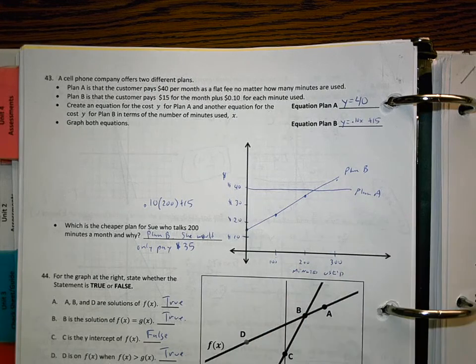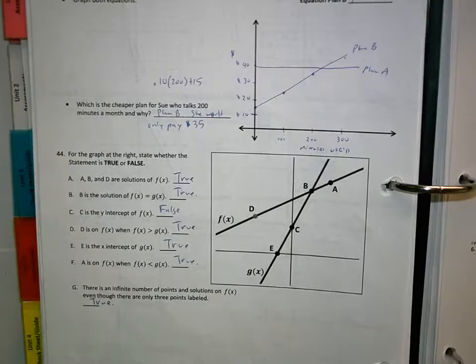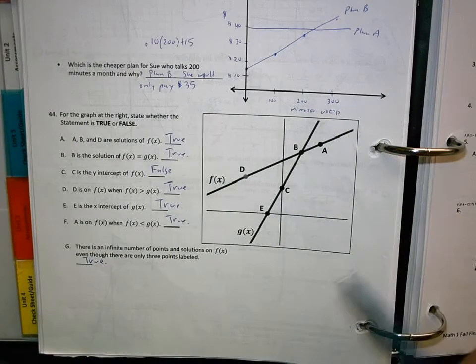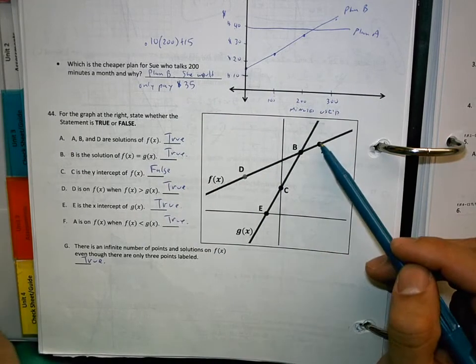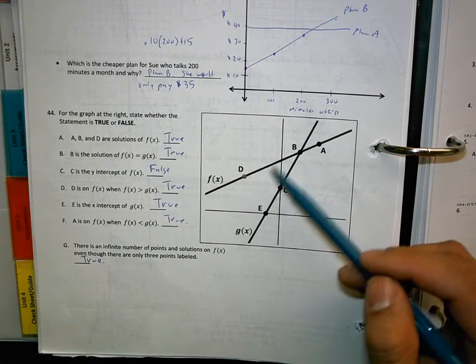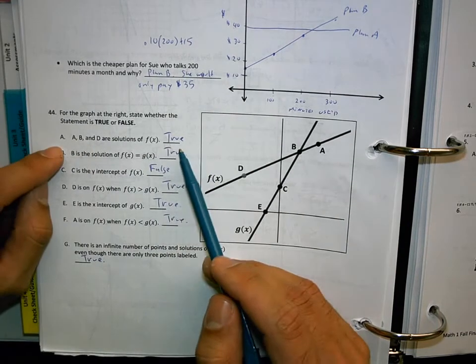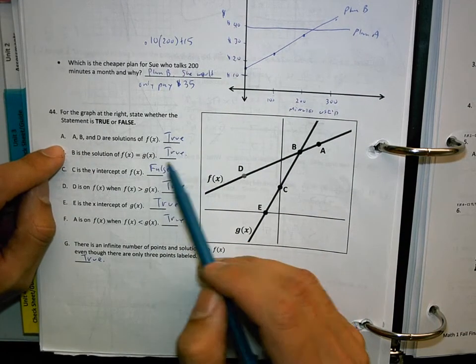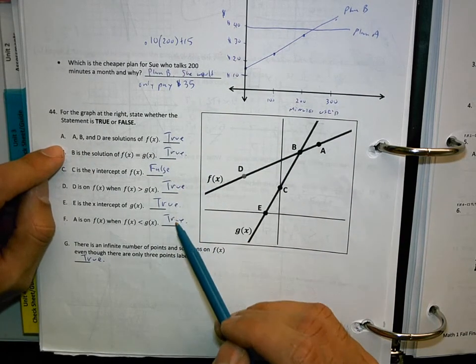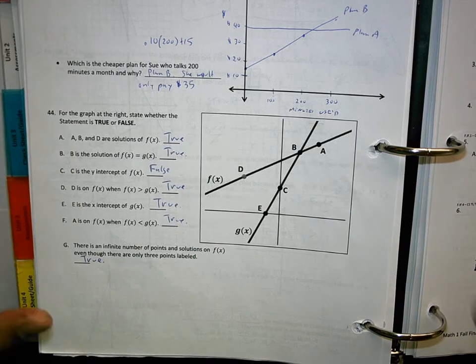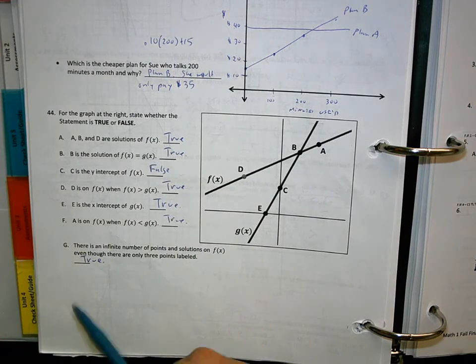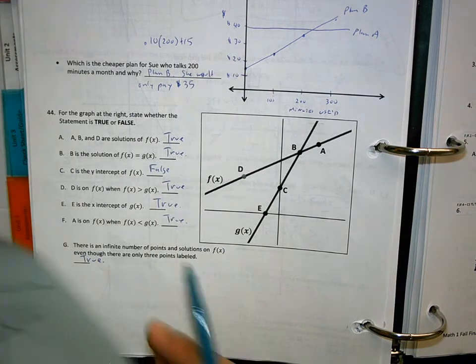And this is the whole reason we asked you these kinds of questions on the last test. Is this question above? Is this question below? Is this point above or this one below? Are these solutions? And so for 44, you should have got true, true, false, true, true, true. Any questions on those? Oh, and G was true. I didn't read that one out.